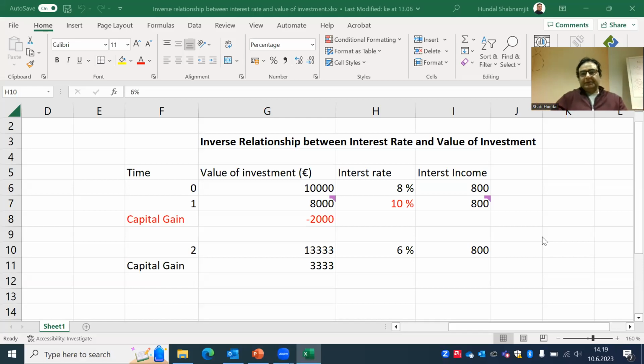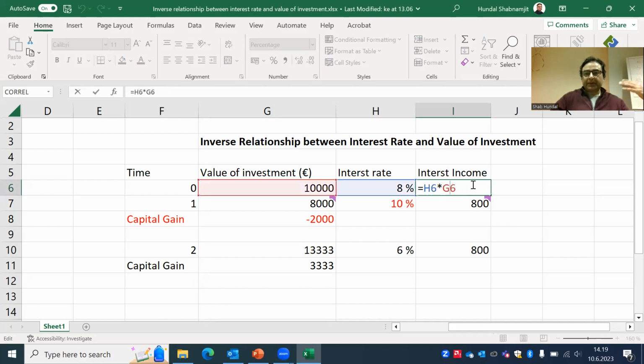As you can see in this spreadsheet, I just created a hypothetical example. The title of this file is Inverse Relationship Between Interest Rate and Value of Investment. So imagine that there is one investor, and at time zero, the initial time, the value of investment was 10,000 euros, and the rate of interest in the market was 8% per annum. And the interest income that the investor would be getting at the end of the period would be 800. As you can see, I just applied the simple Excel formula.